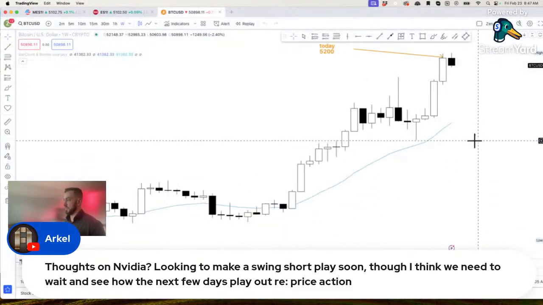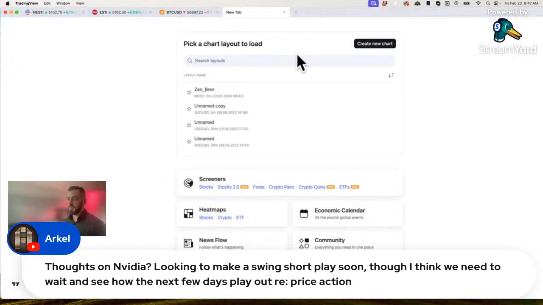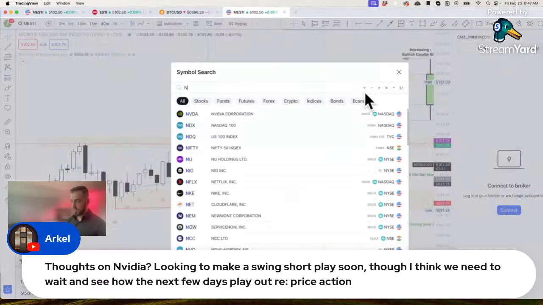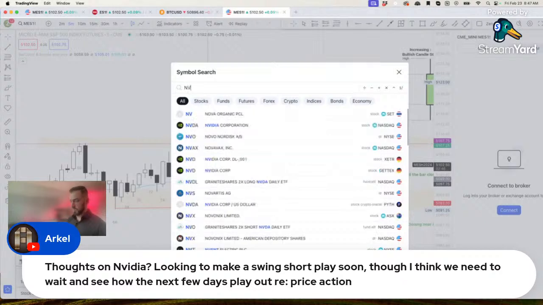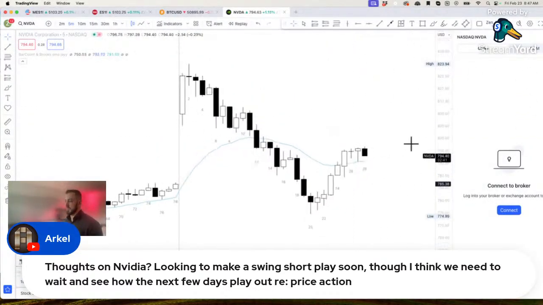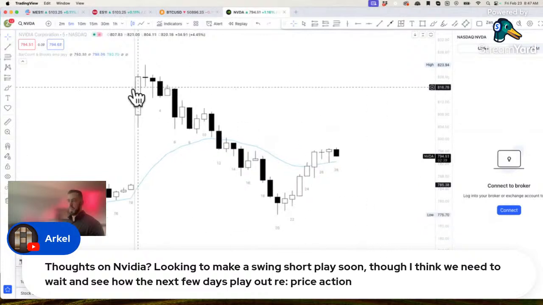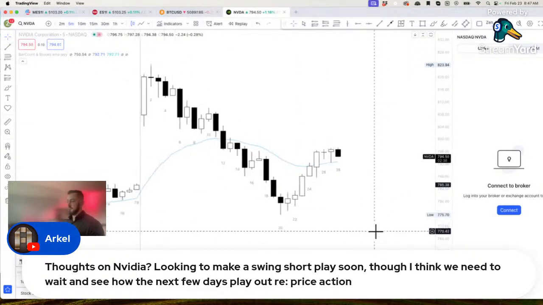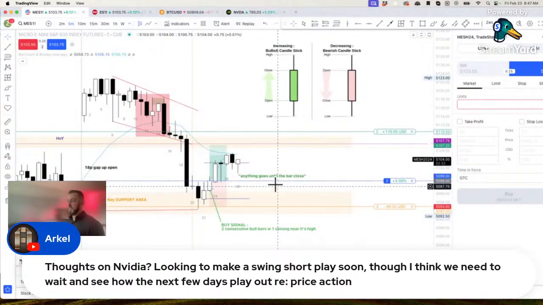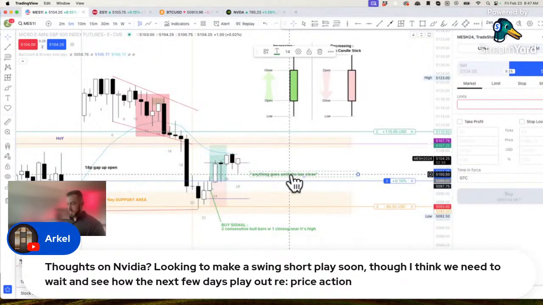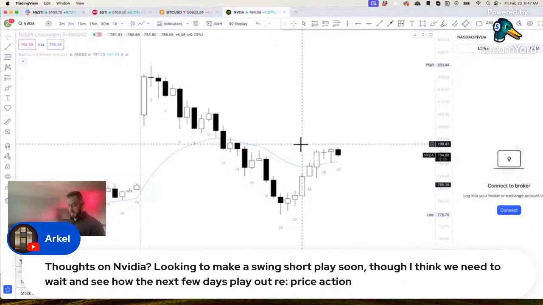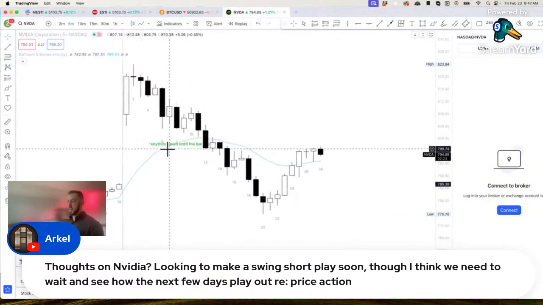Bitcoin going sideways. Nvidia. Okay, so yeah, that looks like a good short to me, but you gotta wait for the bar to close. If you're on my channel, you're gonna learn this mantra. Anything goes until the bar close, okay? So let's see if we can practice that here.